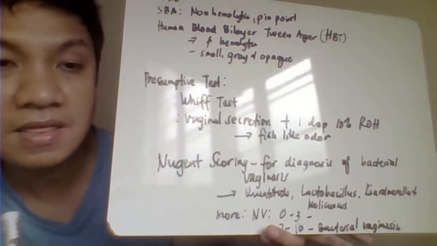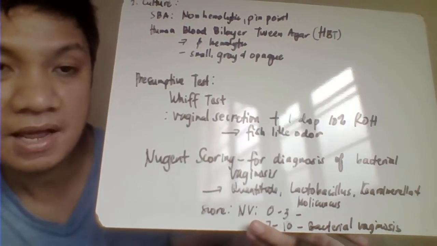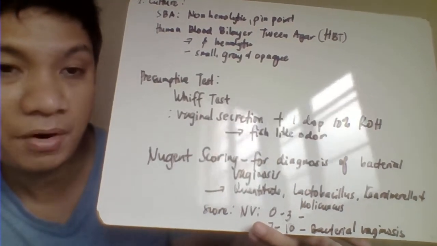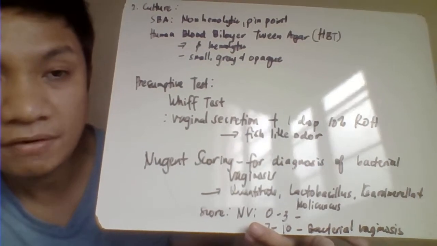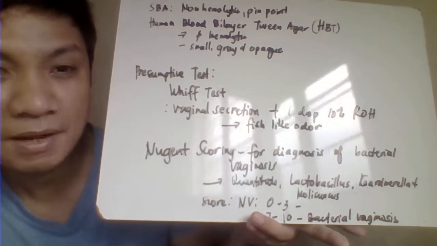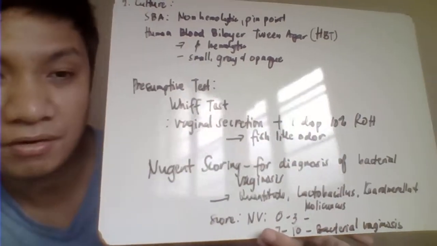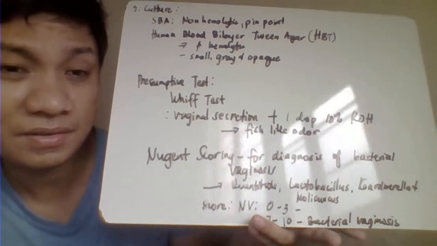Okay, then we have here another presumptive test for identification of your Gardnerella vaginalis infection. You can perform here the whiff test. With your vaginal secretion, you add 1 drop of your 10% KOH, then smell it. Okay, a positive result will have your fish-like odor, so malangsa. That's a positive result for that.